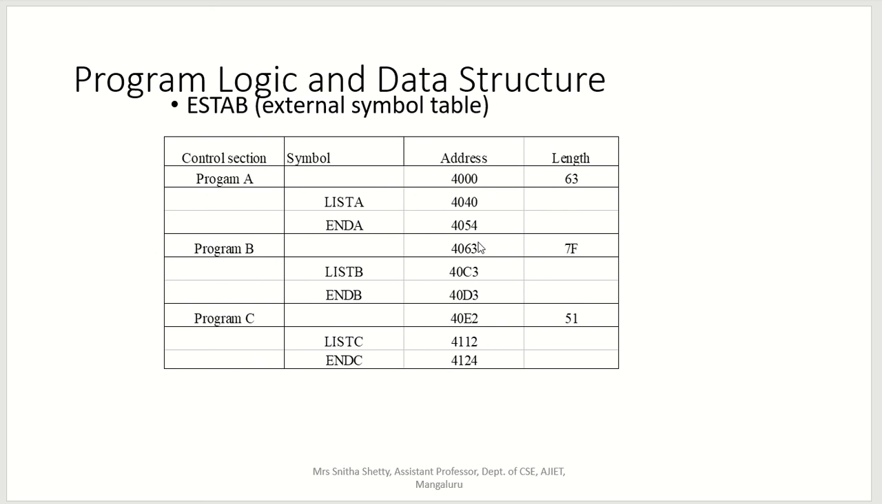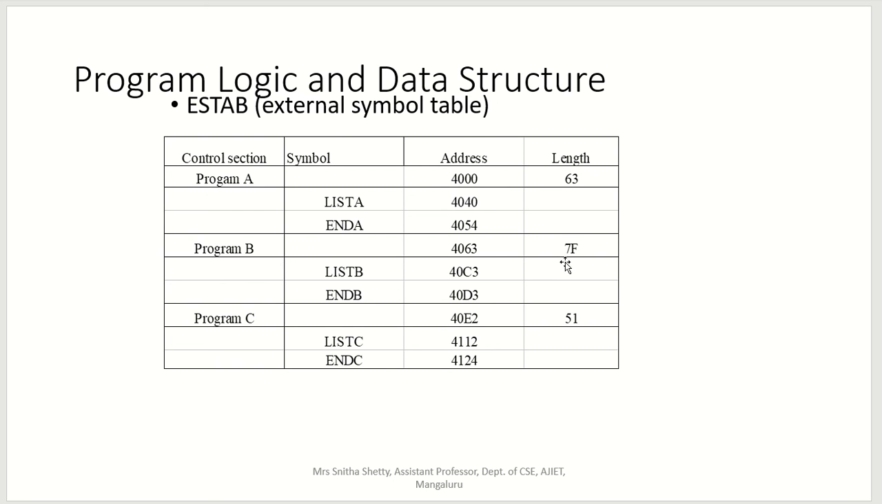Okay, 4063. Now what is the main aim? We need to link all three programs, right? We need to combine them, so after program A comes program B. Program B begins with 4063, right after the end of program A. So I'll move to the second program, program B.